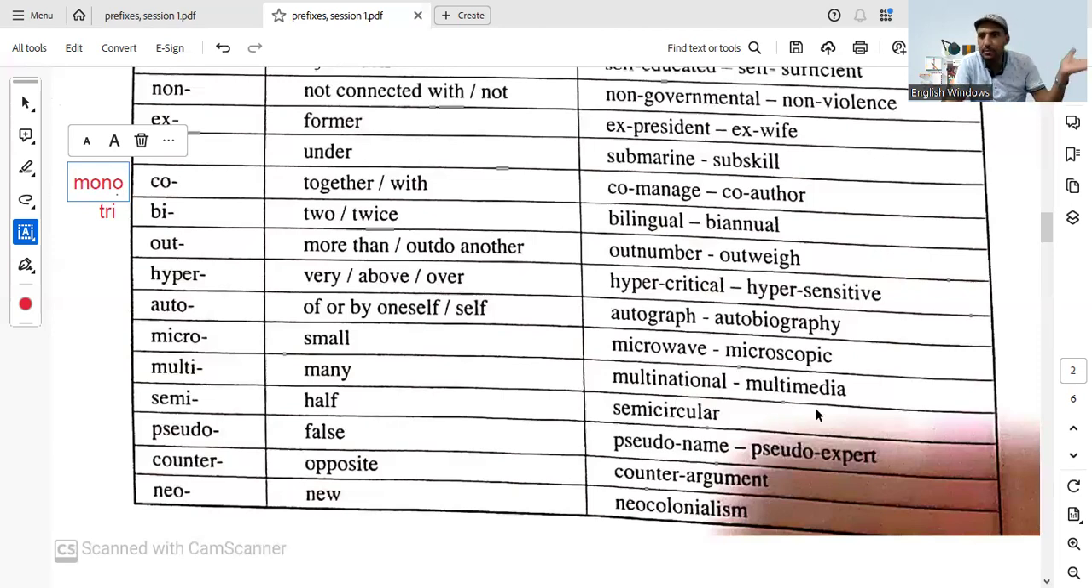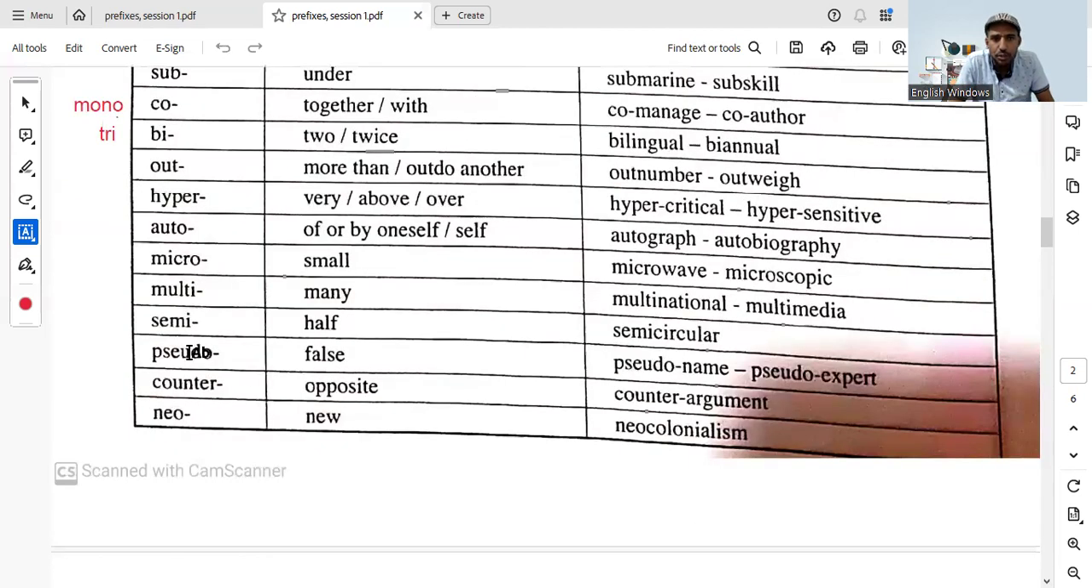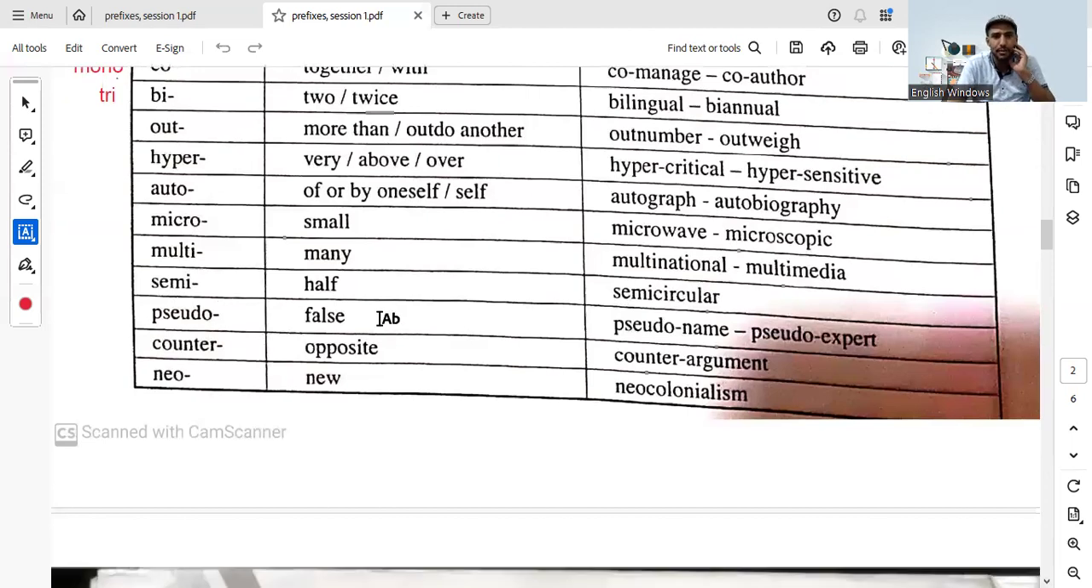Well, then we have multimedia. Multimedia means it includes different forms of media: text, image, audio, video. That's it, right? Multimedia. Semi. When you find semi, it's half. Very good. Like semi-circular, right? Semi-circular, and so on and so forth. Pseudo. Pseudo means fake. Simply means false or fake.